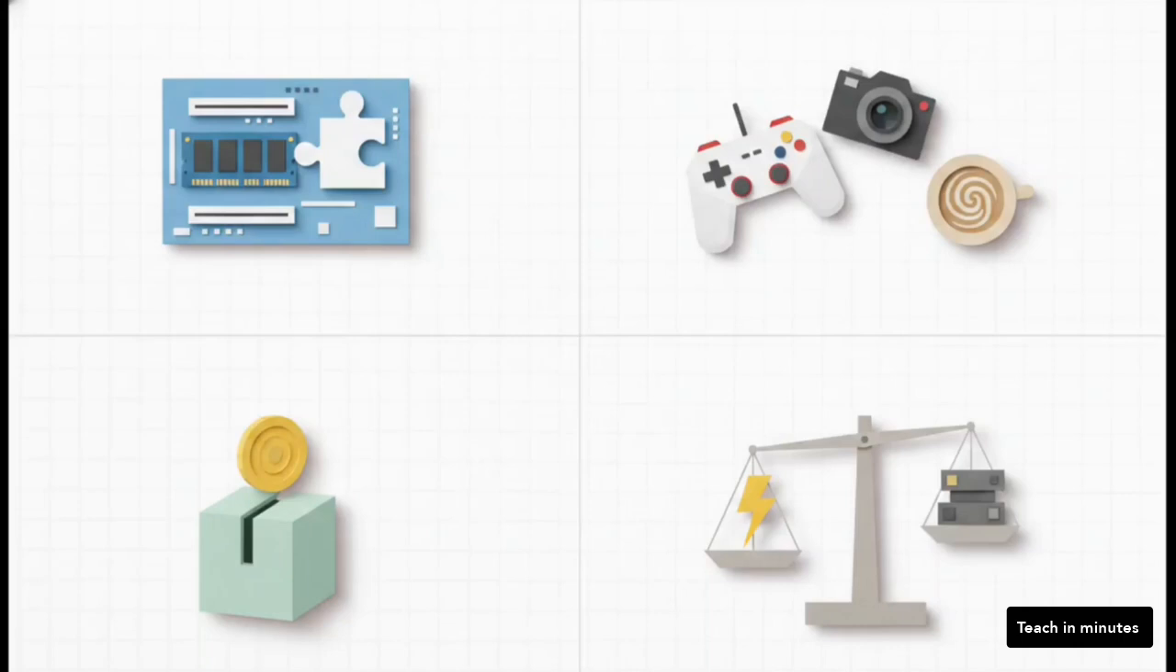Step 2, pinpoint your use case. Are you a gamer, a creator, or an everyday user? Step 3 is managing that budget. Please don't overspend on extreme raw speeds if you're never going to feel it in your daily tasks. And finally, balance your speed and capacity based on your specific profile.